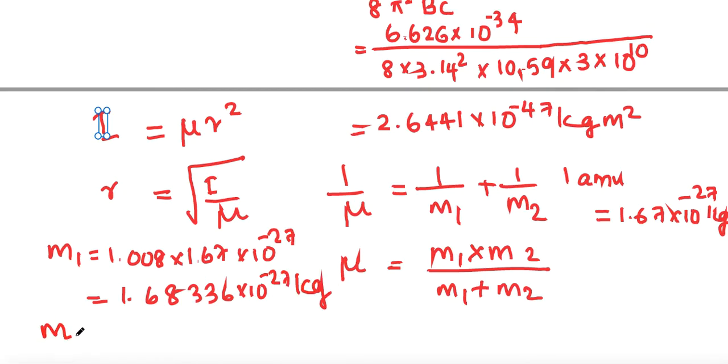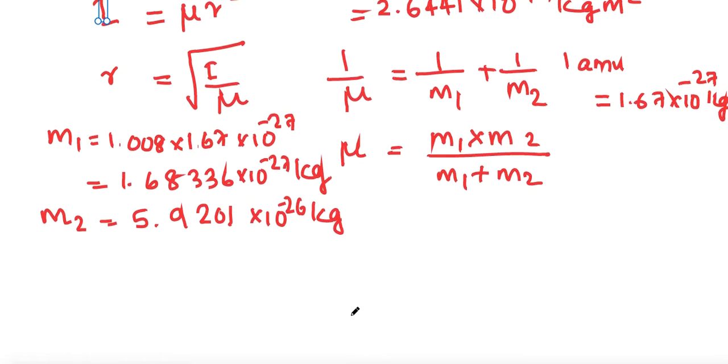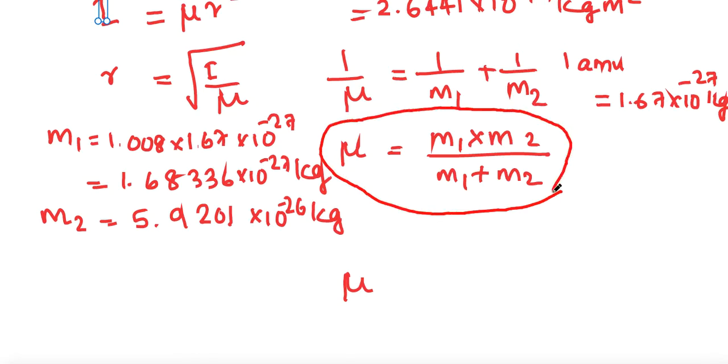Similarly, we can calculate m2. m2 will be equal to 5.9201 into 10 raised to minus 26 kilogram. So we have m1 and m2. Now the reduced mass, if you substitute in this expression m1 into m2 by m1 plus m2, we get 1.6368 into 10 raised to minus 27 kilograms.